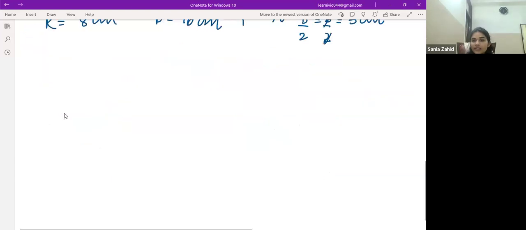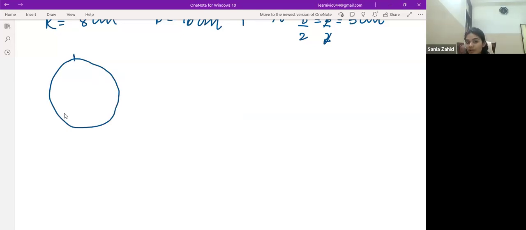Okay. Now I say that I have to find the circumference. What is the meaning of circumference? Circumference means if you start walking from this point, you keep moving around the circle and you keep measuring it, and then you stop at this point only. So the length of the boundary of a circle is known as circumference.